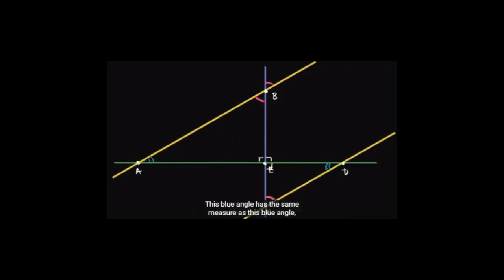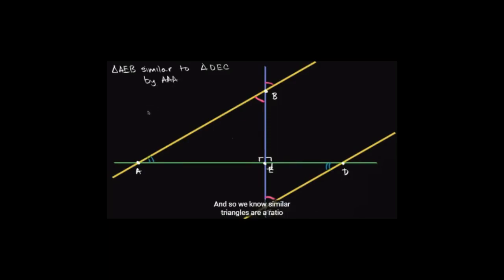This blue angle has the same measure as this blue angle. This magenta angle has the same measure as this magenta angle. And then the other angles are right angles. These are right triangles here. So we could say triangle AEB is similar to triangle DEC, and we could say by angle. All the corresponding angles are congruent, so we are dealing with similar triangles.